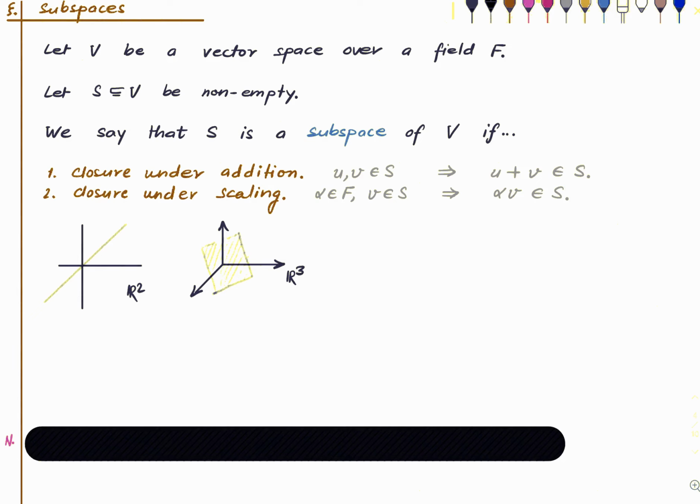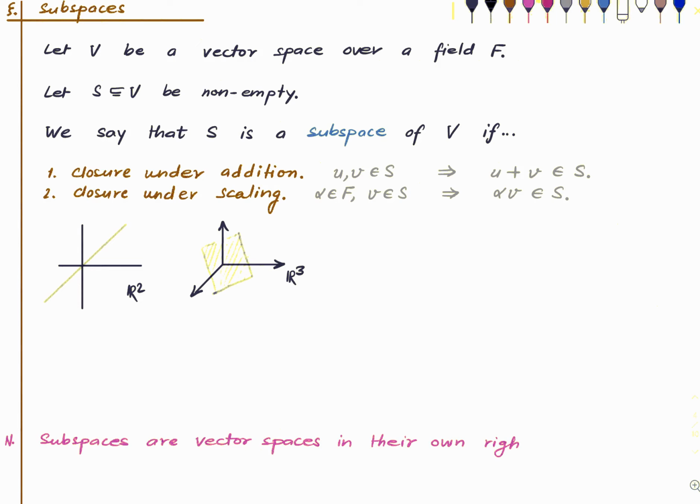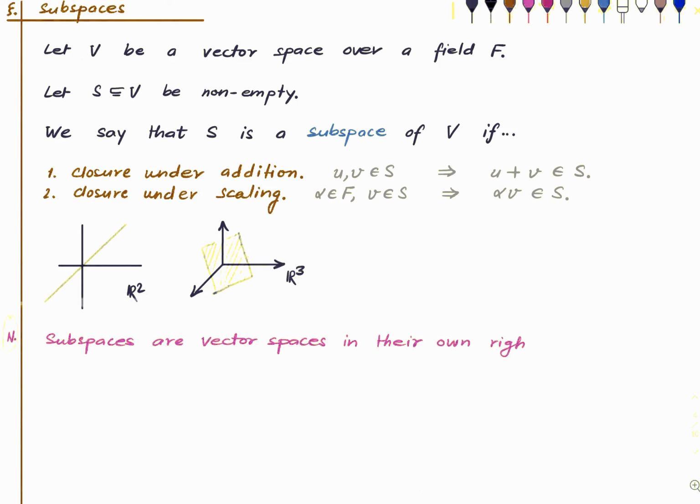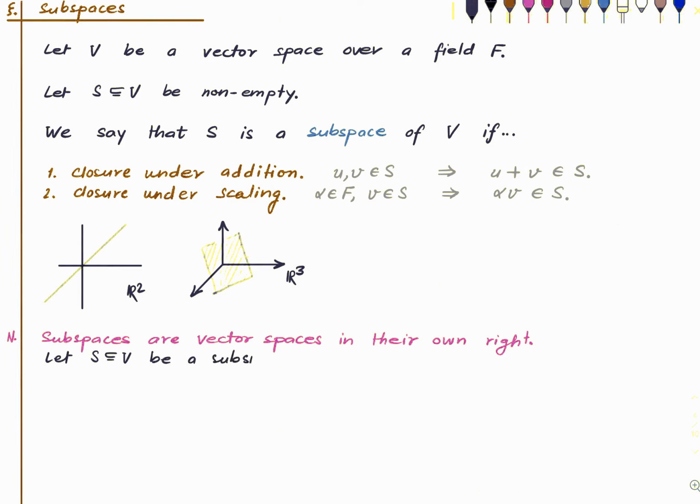Okay, so here is the comment. A subspace is a vector space in its own right. What does that mean? Once you have a subspace, we have already defined what is a subspace. So now suppose S is a subspace. So V is a vector space and S is a subspace of it, where F is the base field, let me not write that.